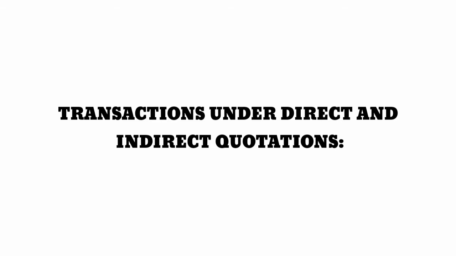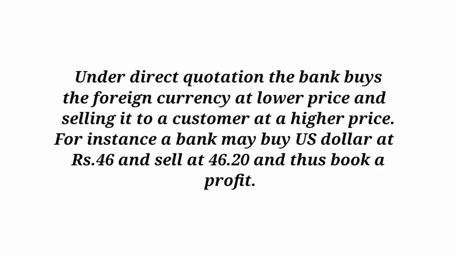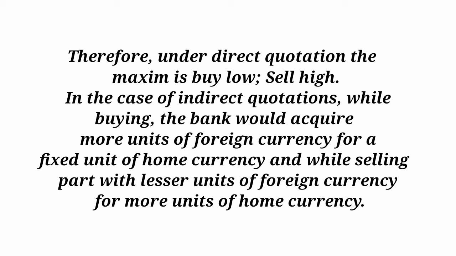Transaction under direct and indirect quotation. Under direct quotation, the bank buys the foreign currency at a lower price and sells it to a customer at a higher price. For instance, a bank may buy US dollars at Rs 46 and sell at 46.20 and thus book a profit. Therefore, under direct quotation, the maxim is buy low, sell high.